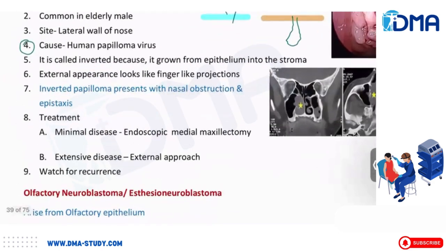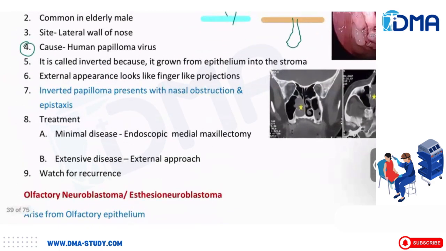Okay. The patient presents with nasal obstruction, epistaxis. Elderly males more than 50 years are the most common candidates. Lateral wall is affected. Treatment: minimal disease, endoscopic medial maxillectomy; extensive disease, external approach. You should watch for recurrence because it is a highly recurrent tumor. Okay.